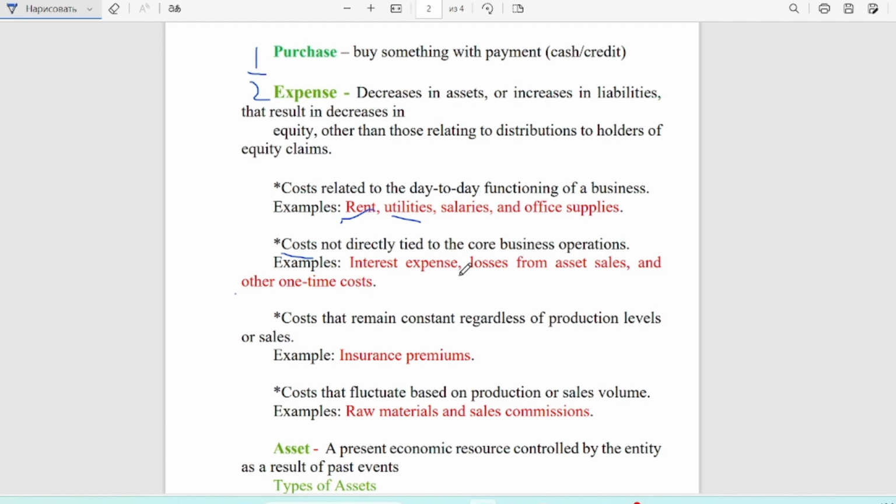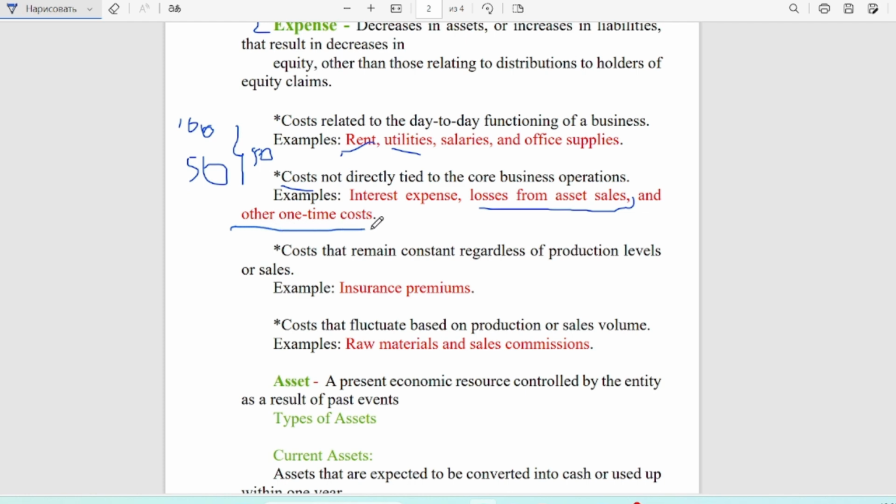Let's say interest expense, loss from asset sales. Let's say you bought a thing for $100 and you sold it for $50. And the $50 difference in here is also called expense. And then other one-time costs can also be an expense. And the next one is costs that remain constant regardless of production levels or sales. Let's say insurance premiums or insurance.